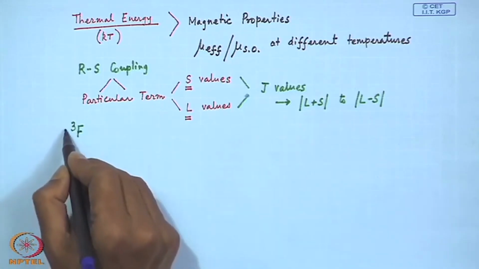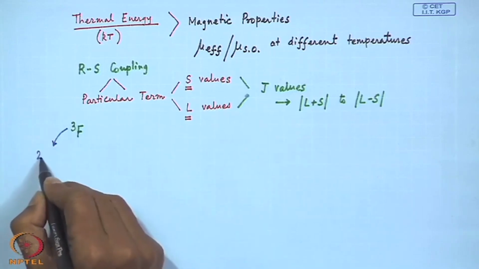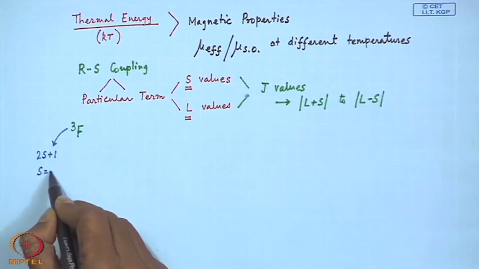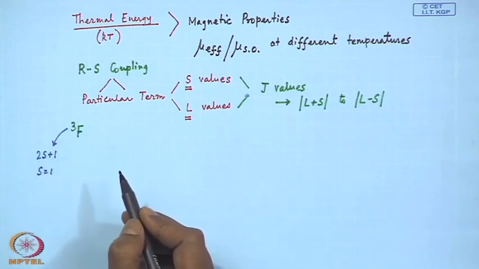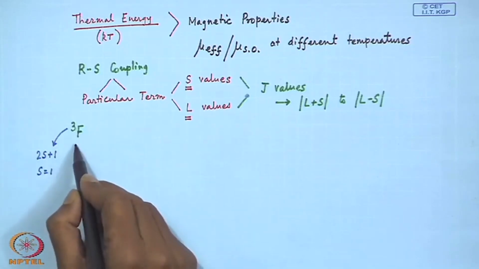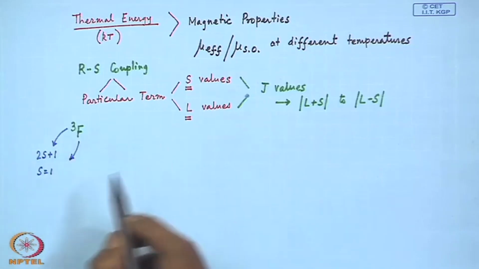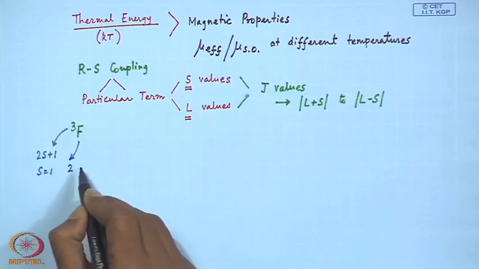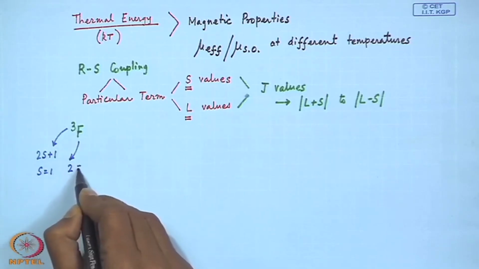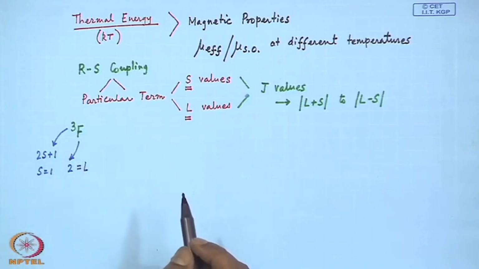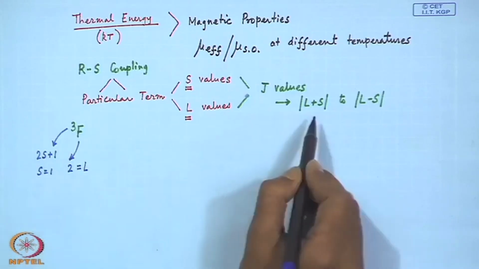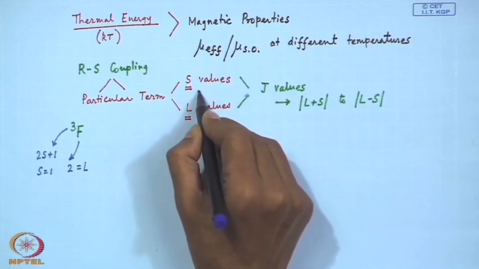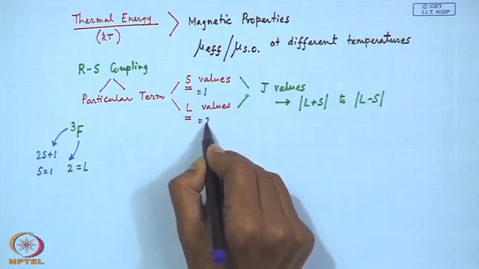This is the spin multiplicity, which is 2S plus 1. Therefore here S is equal to 1 for a spin multiplicity value of 3. And for F, we know that the corresponding L value, from SPDF, that means 0, 1, 2, 3, so this L value is equal to 3. So this combination gives us the S value and the L value: S is equal to 1 and L is equal to 3.